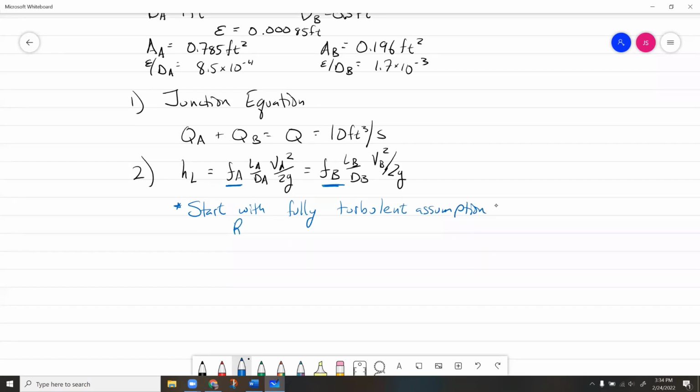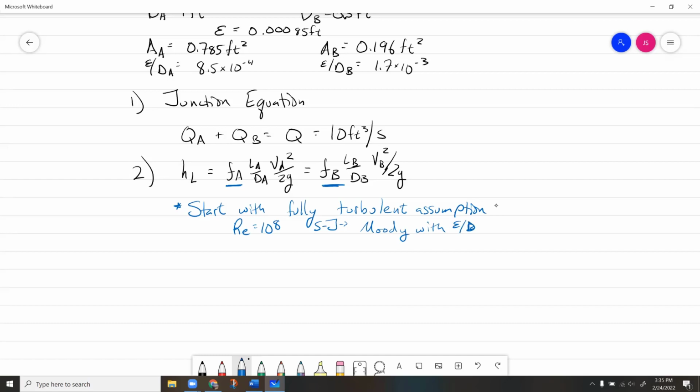And that's typically Reynolds number equal to 10 to the 8th for pipe flow. So you could plug that into the Swamee-Jain equation, or you could go to Moody with your relative roughness, and you can get an f value for that.